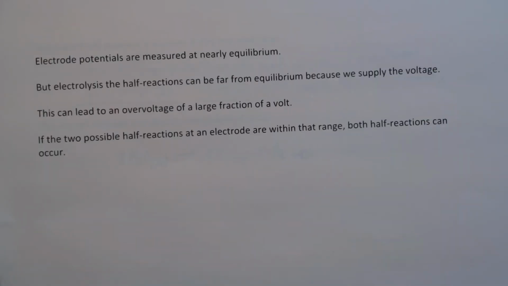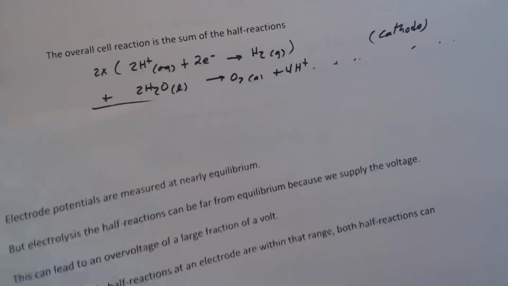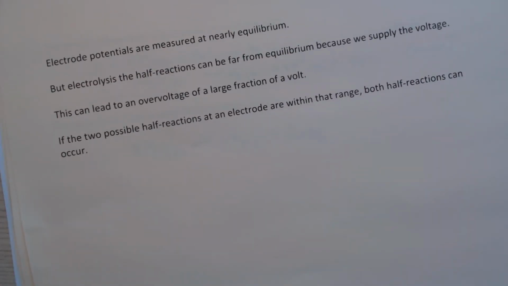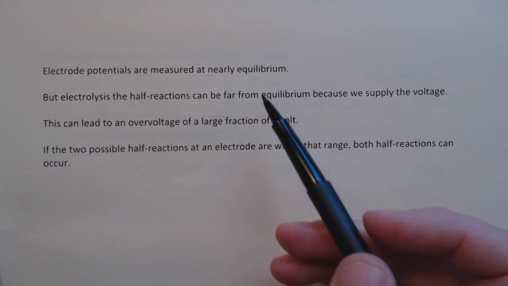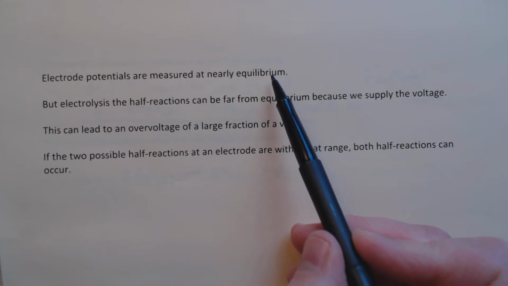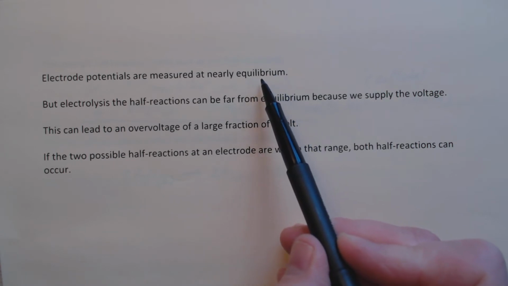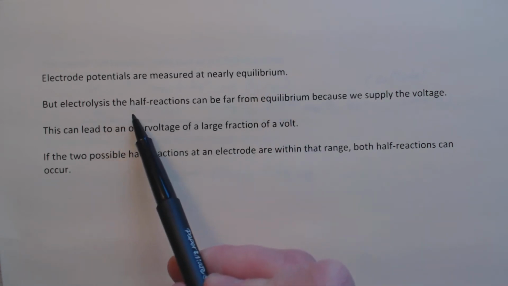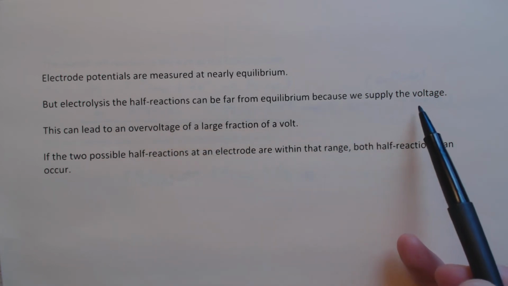So overall, let's look at the characteristics here. Electrode potentials are measured at nearly equilibrium. This is what I was talking about. When we're talking about a galvanic cell, we're almost always at near equilibrium. But here, with these voltages, we can add in whatever voltage we want.